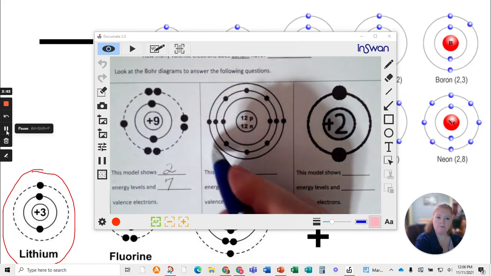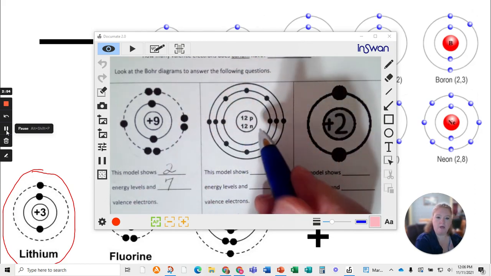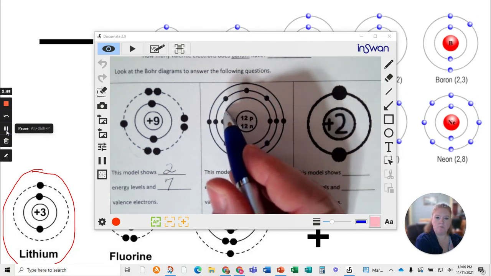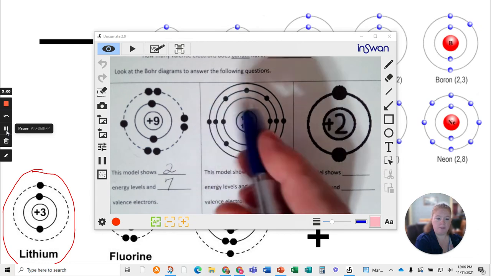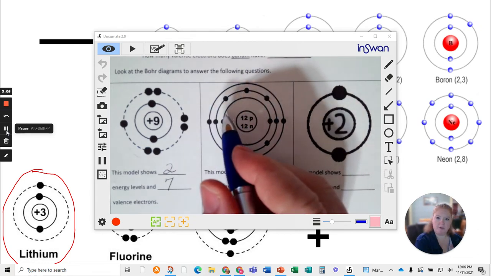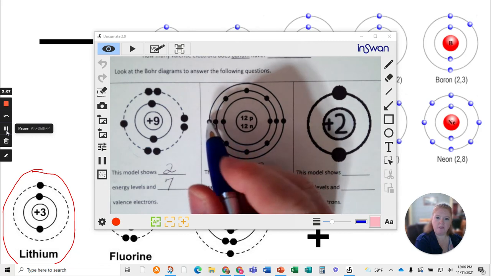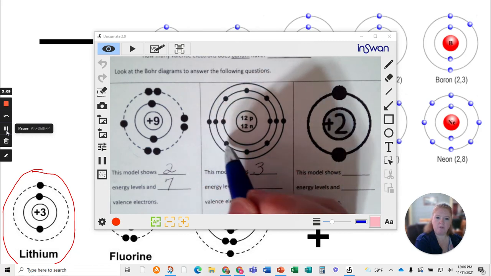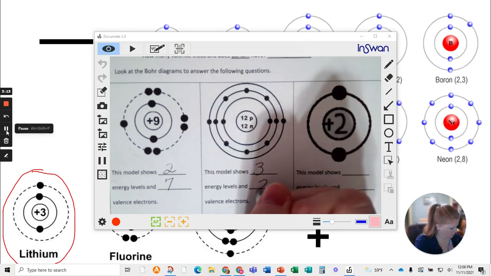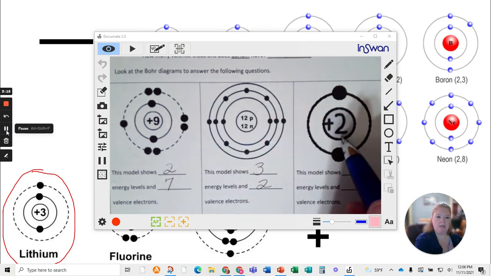Okay, looking at this one, this model shows how many energy levels. Remember, the center one is the nucleus, so it has 1, 2, 3 energy levels. And how many valence electrons? Well, I go to the outermost energy level and I start counting those dots. 1, 2. 2 valence electrons. And look at this last one.